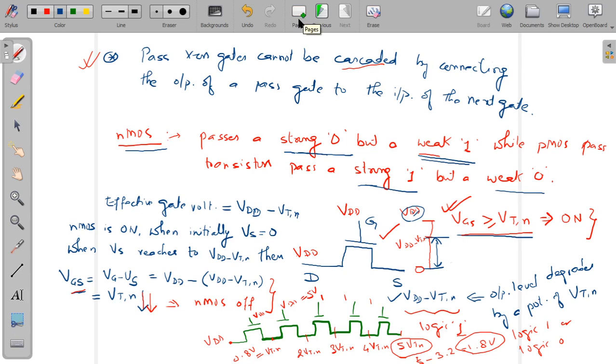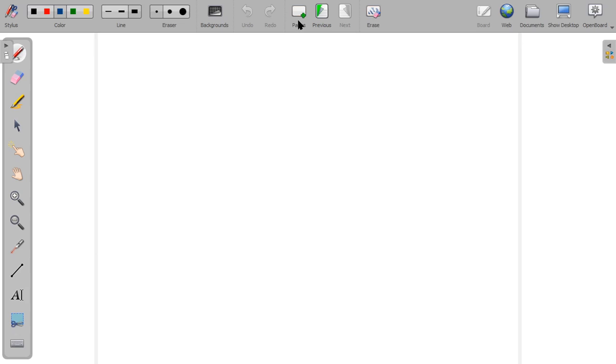To overcome this limitation, the next logic style would be used, that is the transmission gate logic style. But before that, you try to solve some problems based on pass transistors.